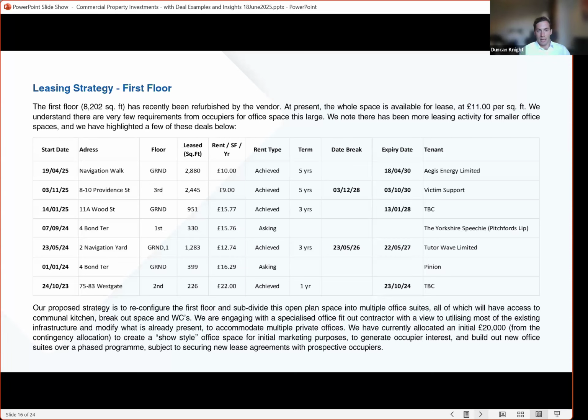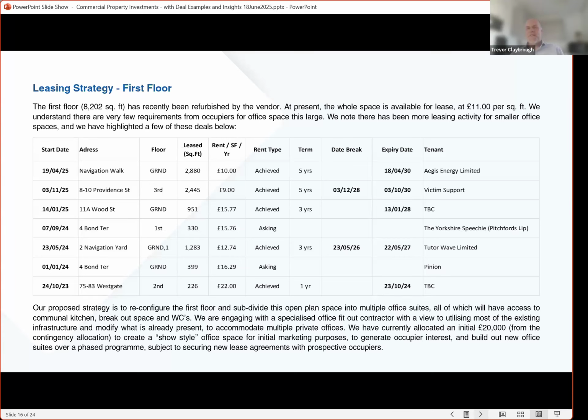So you can see here there's a bit of a table in terms of some evidence on some rental transactions over the last year or so, and you can see there the general tone of rents per square foot achieved, along with the typical lease terms, 3 to 5 year leases, with the occasional break clauses in there, let to SMEs in terms of tenant profile.